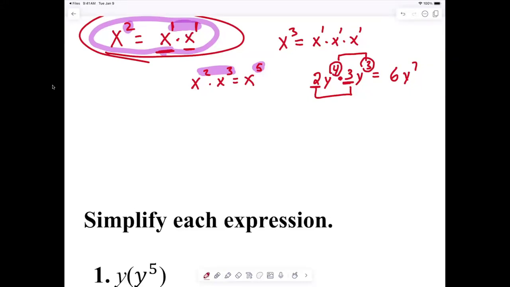Now the next thing I'm going to put down, x squared cubed. Everybody's got to write this down too. What does x squared cubed actually mean? Not what the answer is. What does it mean?